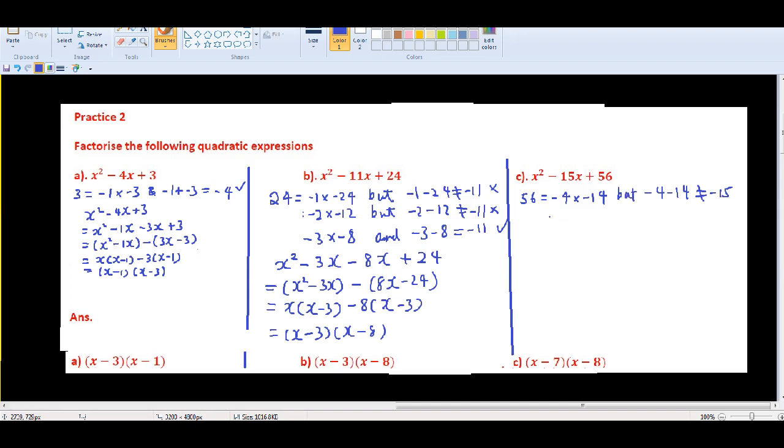But okay, 4 is a factor of 56. How about 5? 5 is not. How about 6? Is 6 a factor? No. 7? Yes, 7. So -7 times -8 is 56, and -7 minus 8 is -15. So this time it works. The qualified pair will be -7 and -8. So that's what you're going to do.